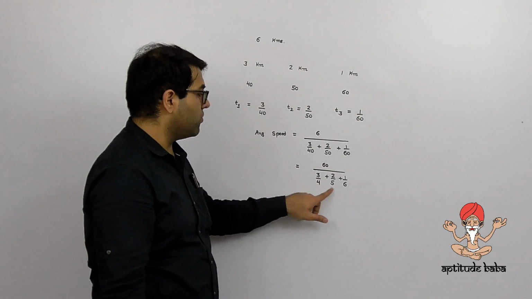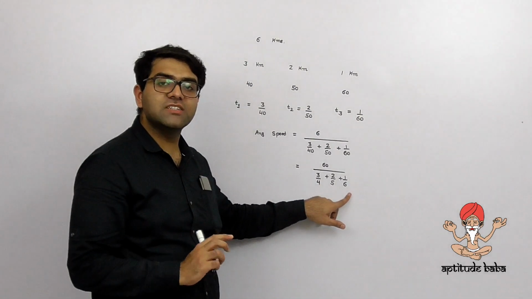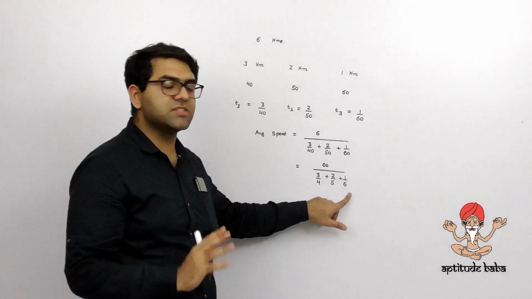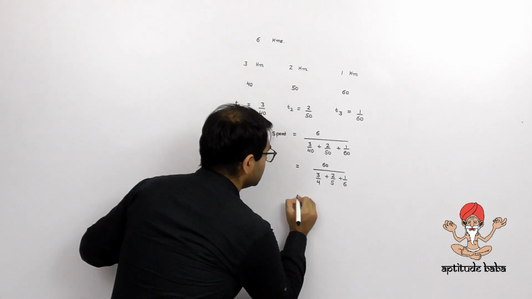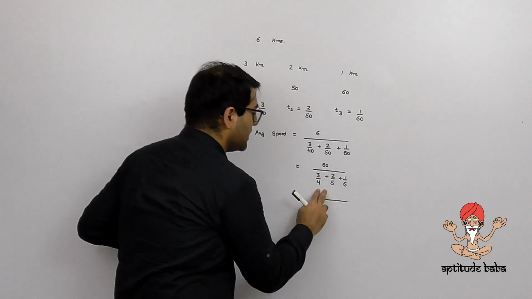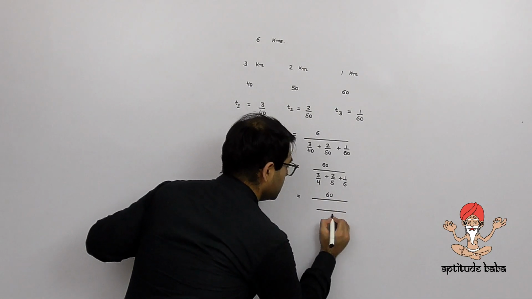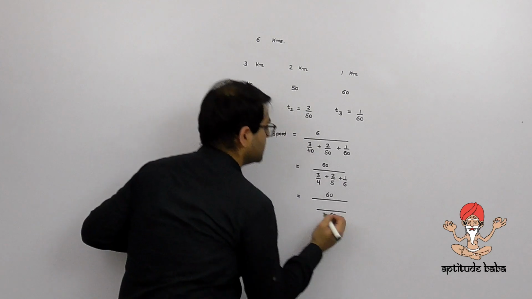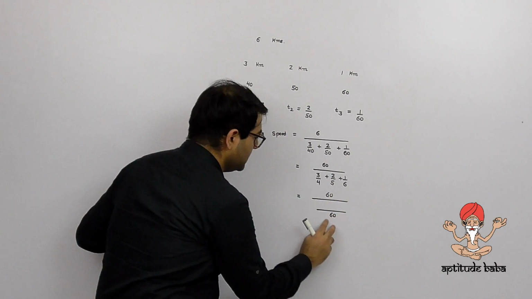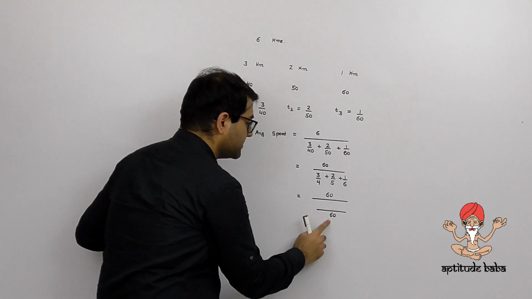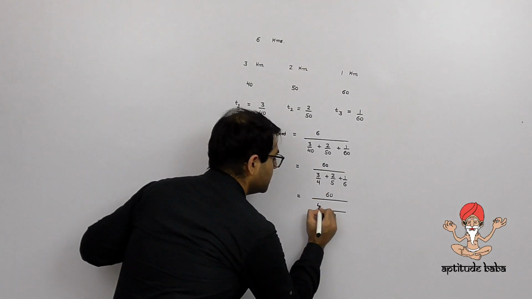Let's take the LCM of 4, 5 and 6. The LCM of 4, 5 and 6 ends up becoming 60. So now I solve the expression further by taking the LCM of 4, 5 and 6 here. So the LCM of 4, 5 and 6 is 60. So 60 divided by 4 gets me 15. 15 into 3 gets me 45.